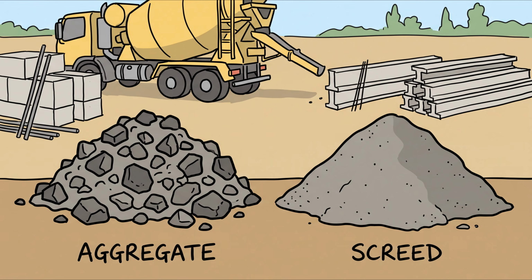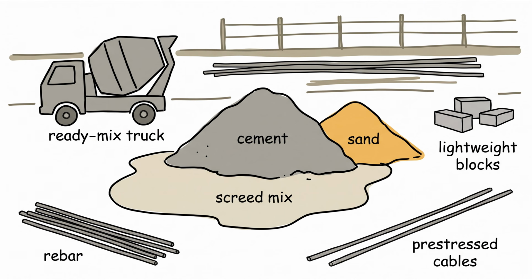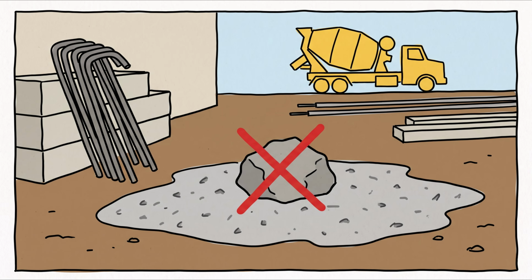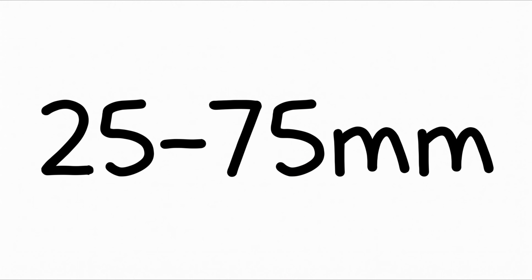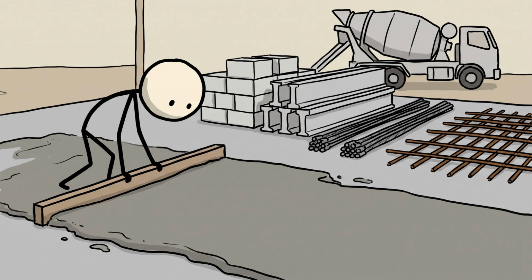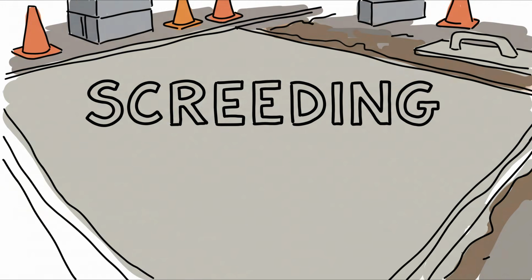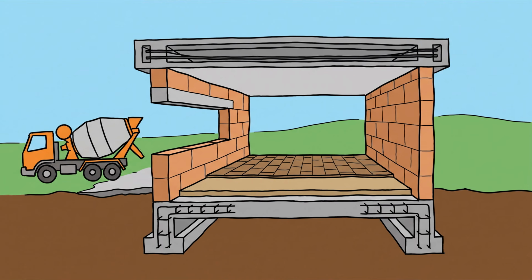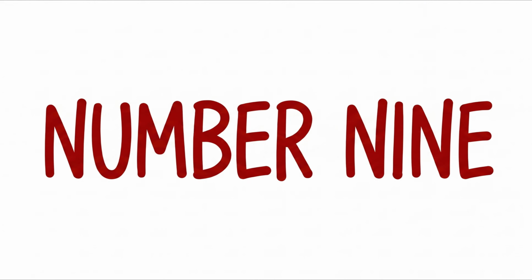It's a finer mix than normal concrete. Cement and sharp sand. No large aggregate. That's what makes it smooth. It's usually poured between 25 and 75 mil thick depending on what's going over it. If you've ever seen a builder pulling a long straight bar across wet concrete on a floor, smoothing it flat, that's screeding. Every house with a solid ground floor has a screed layer between the structural slab and whatever floor covering you're walking on.